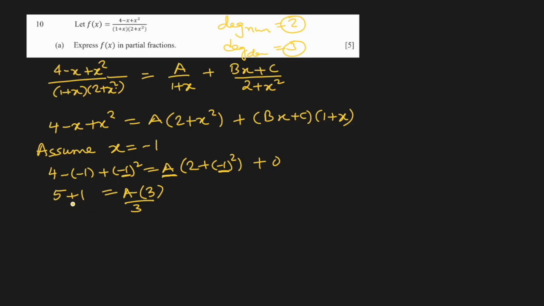Divide both sides by 3. So a comes out to be 6 divided by 3, which is 2. Now we have to find the value of b and c.